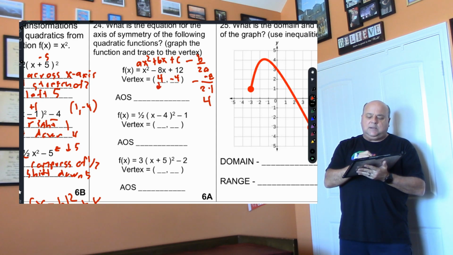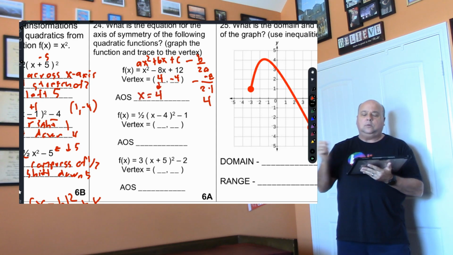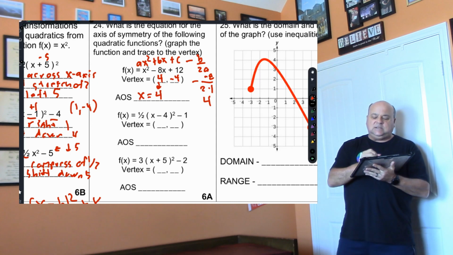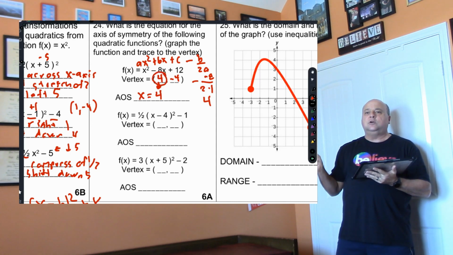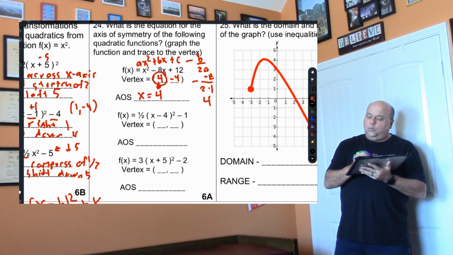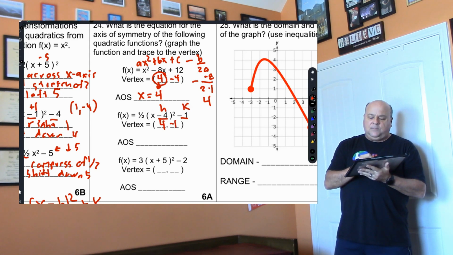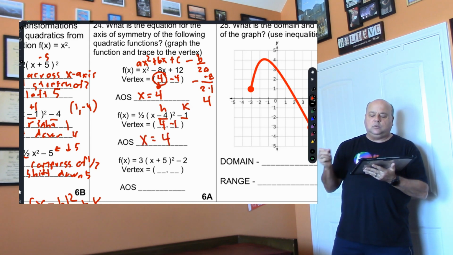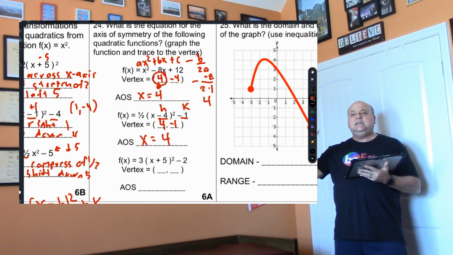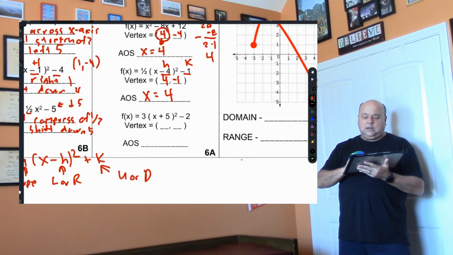The axis of symmetry uses that 4, okay? So the axis of symmetry is the x of your vertex. Right here, we can pull the vertex out. The opposite, this is the h, this is the k. The opposite of minus 4 is 4, and then negative 1. The axis of symmetry is x equals 4. Whatever the x is in the vertex, that's it. Go to the next one.